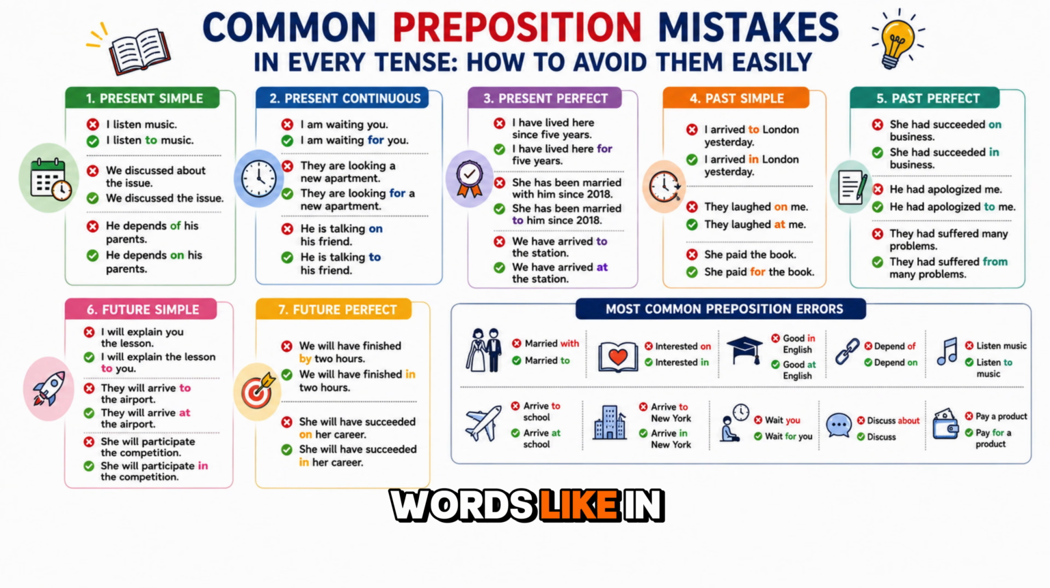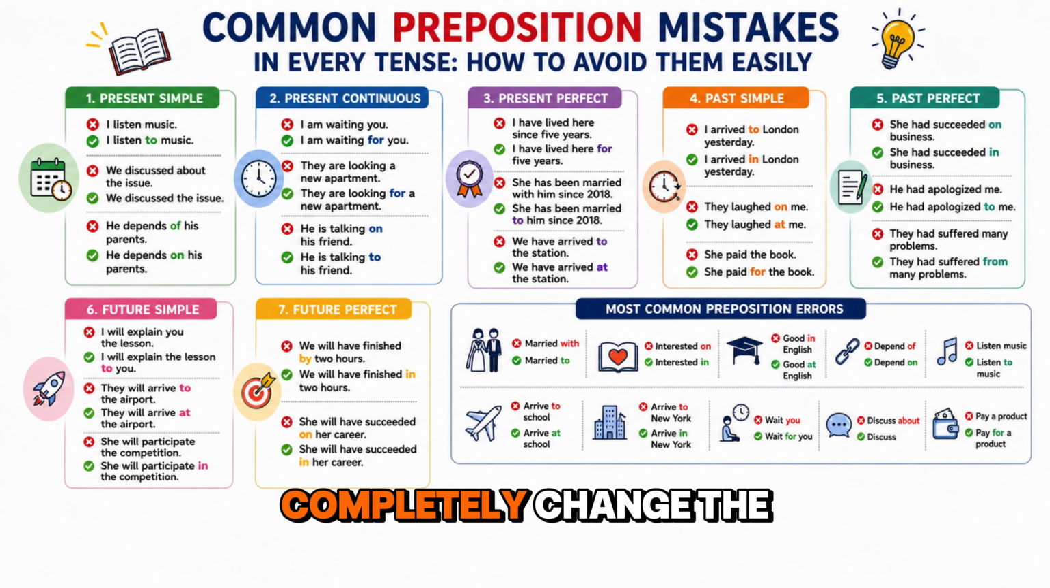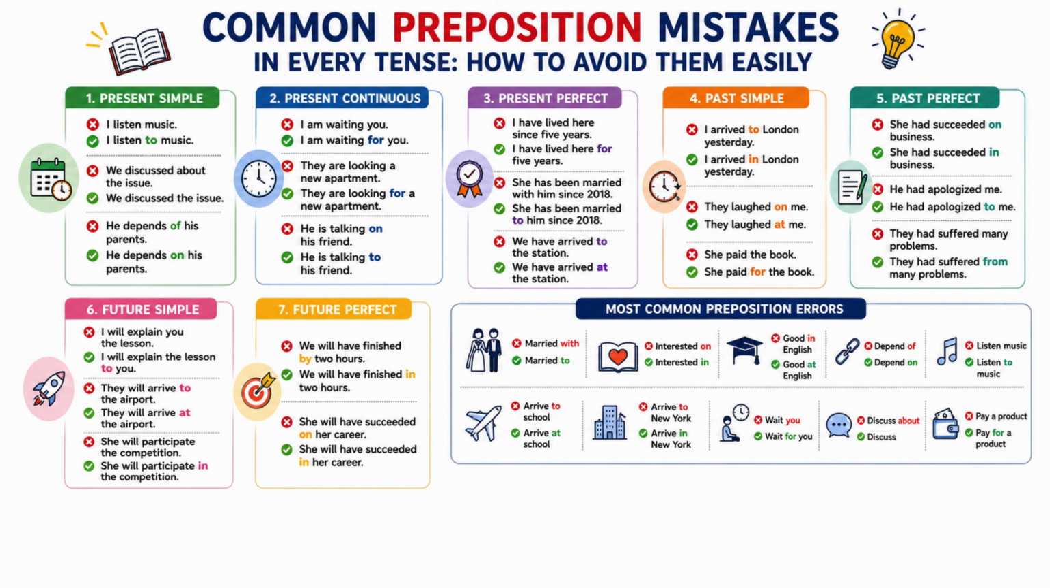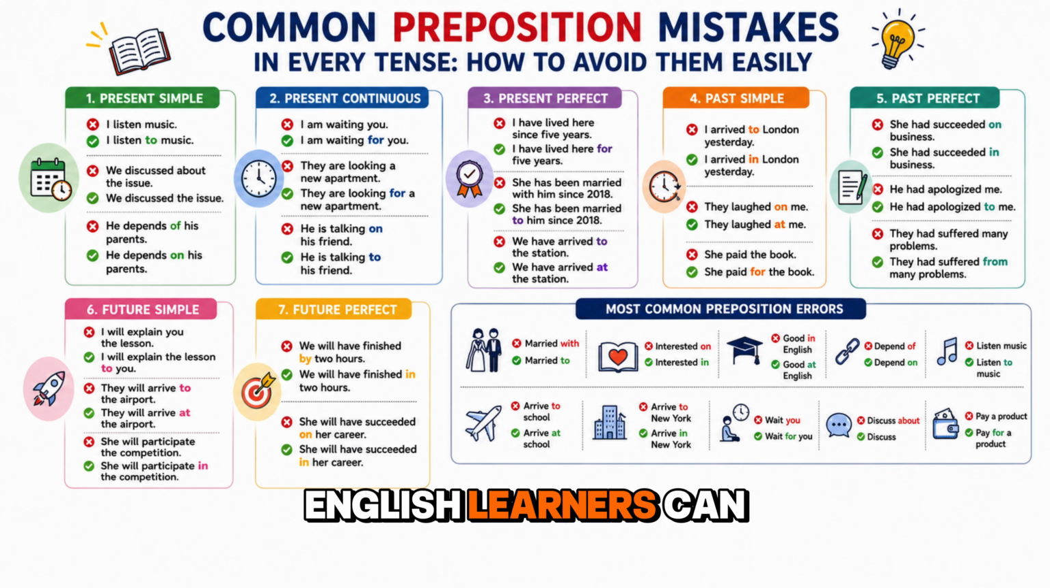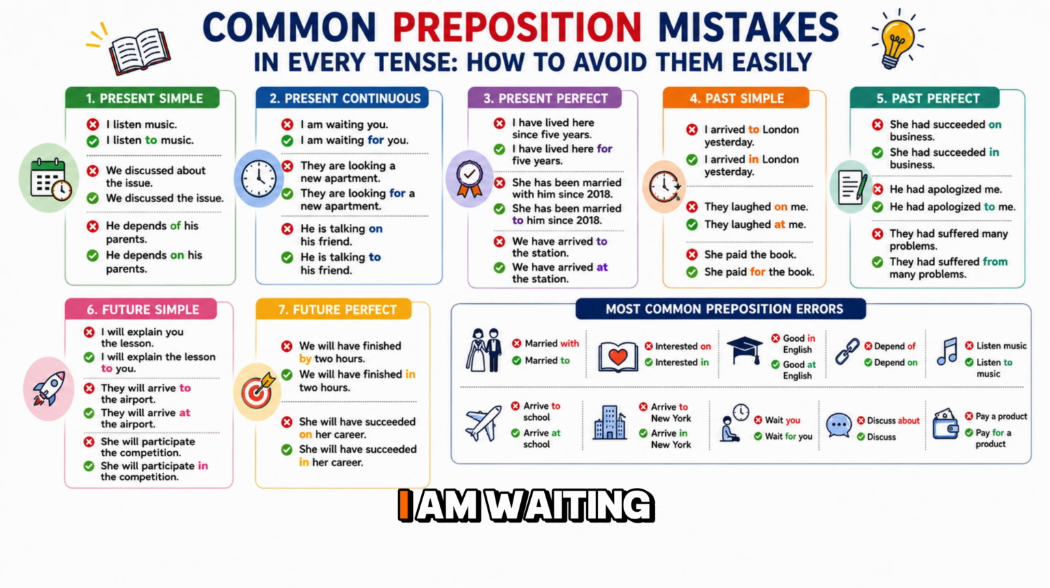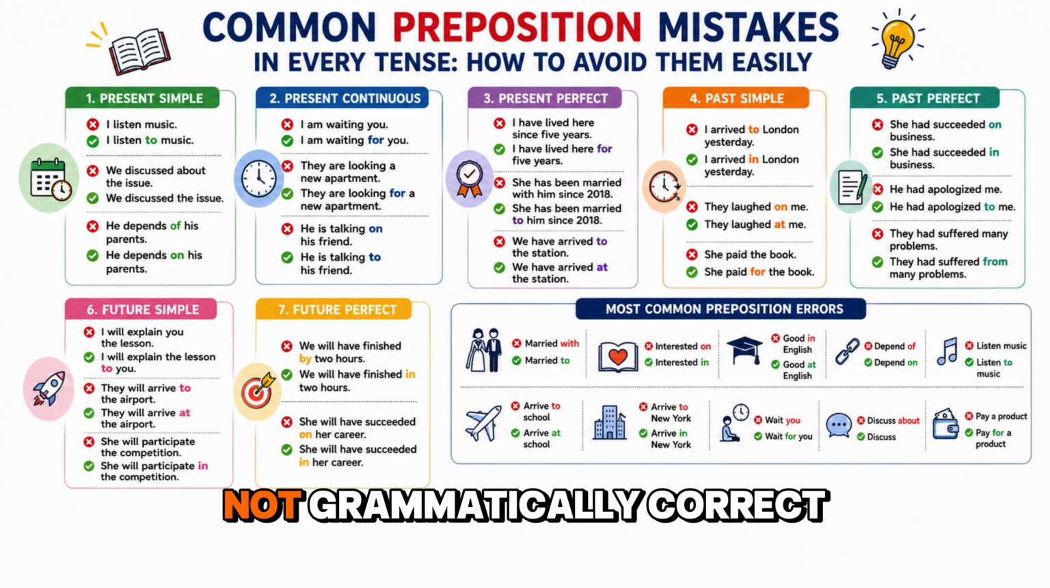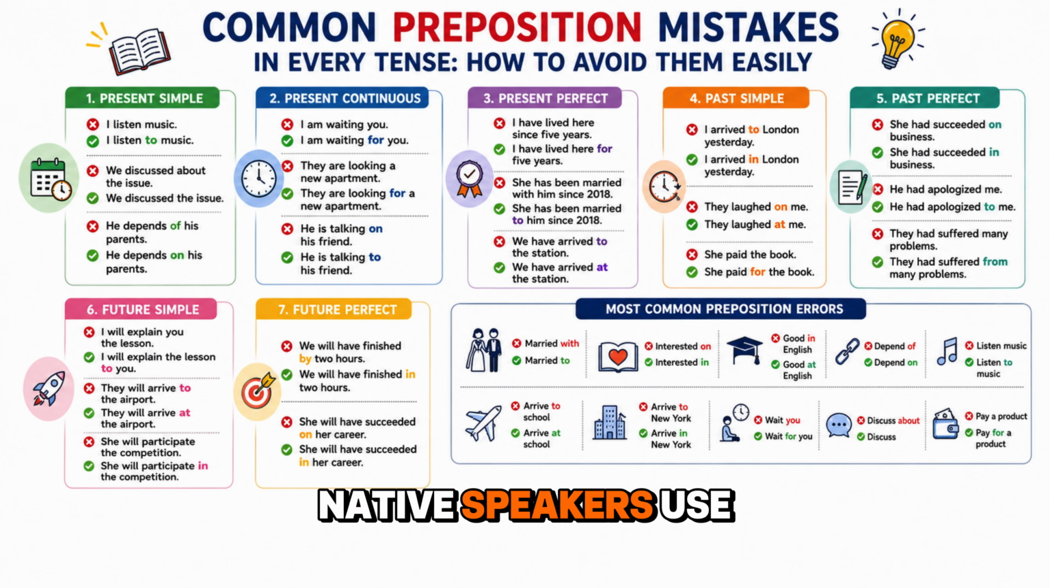Prepositions are small words like in, on, at, to, for, with, from, and about. They may seem simple, but they can completely change the meaning of a sentence. In fact, many English learners can use the correct tense, but still sound unnatural because they choose the wrong preposition. For example, you might hear someone say, "I am waiting you," or "she arrived to the airport." These sentences are understandable, but they are not grammatically correct. Native speakers use different prepositions in these situations.